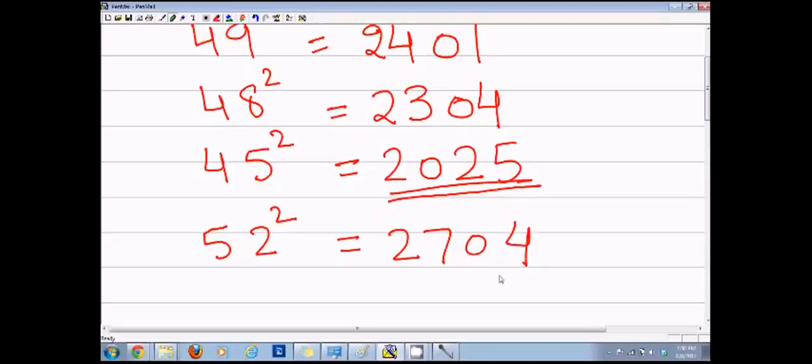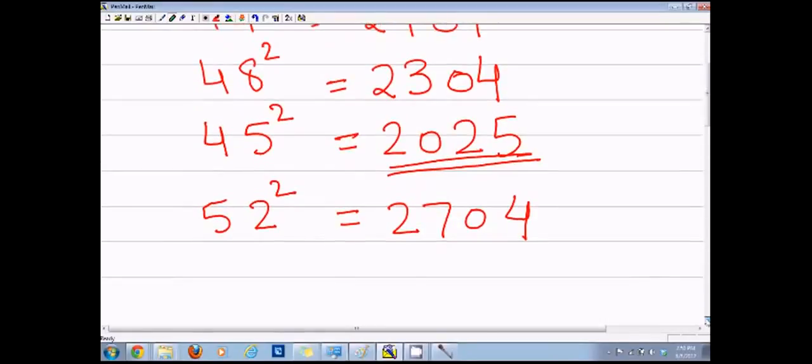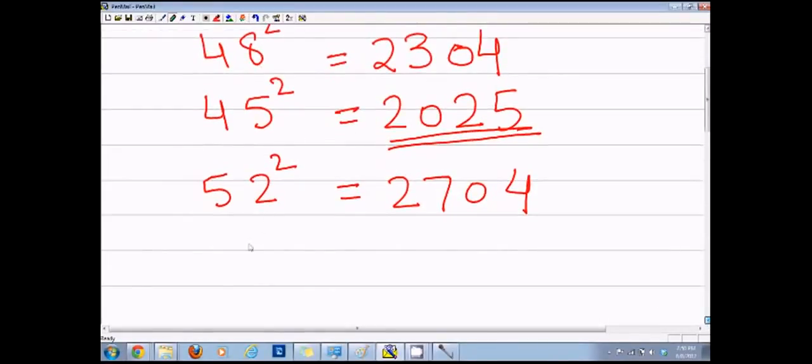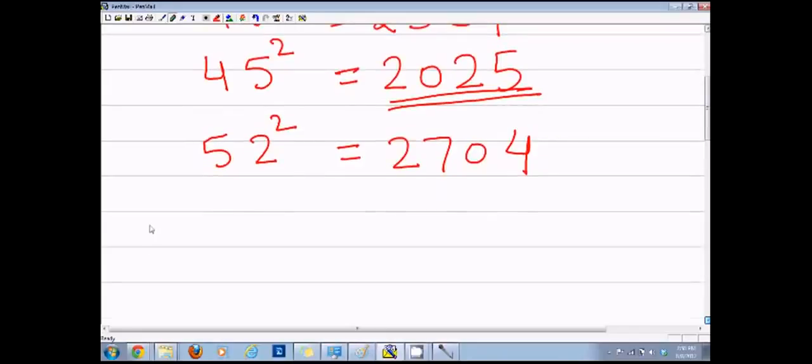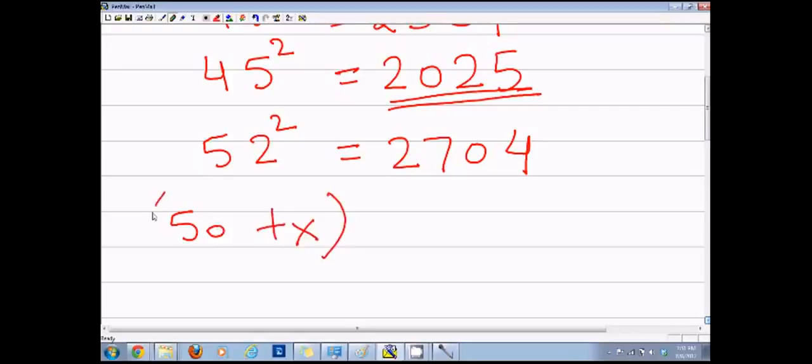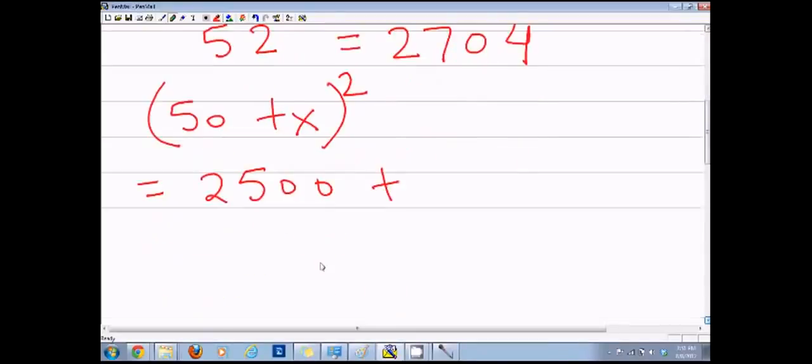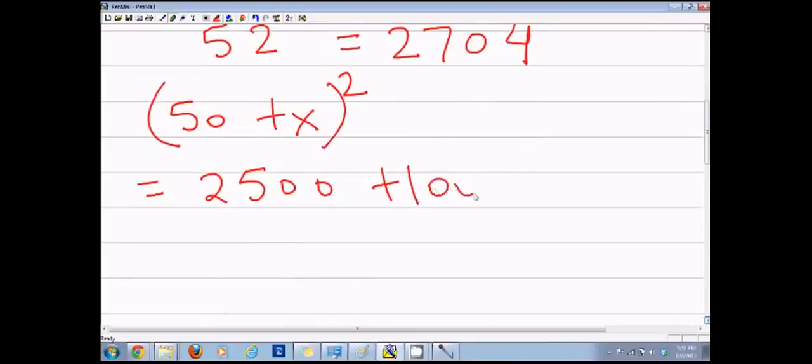So let's look at the proof. This is not magic, so I can show you how I come up with this trick. For example, if I have a number which is close to 50, so we have 50 plus x and we take the square. So 50 plus x squared will be equal to 2500 plus 100x plus x squared.